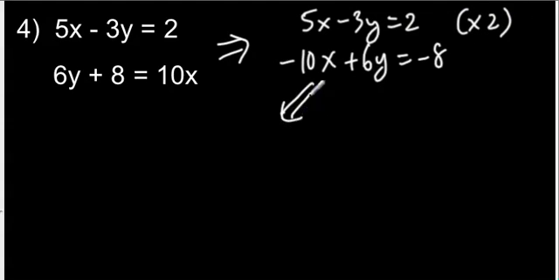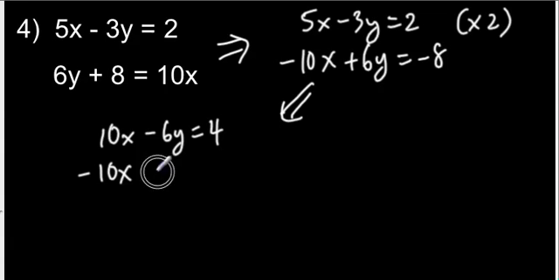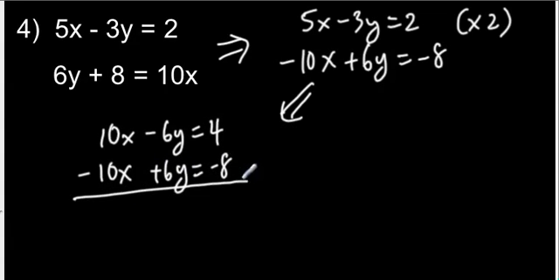So what do we get this time? We get 10x minus 6y is equal to 4. And now we have negative 10x plus 6y is equal to negative 8. If we add everything up, we notice that the y's cancel out. But surprisingly, also the x's cancel out. So we get 0 on this side. And what's 4 plus negative 8? It's negative 4.